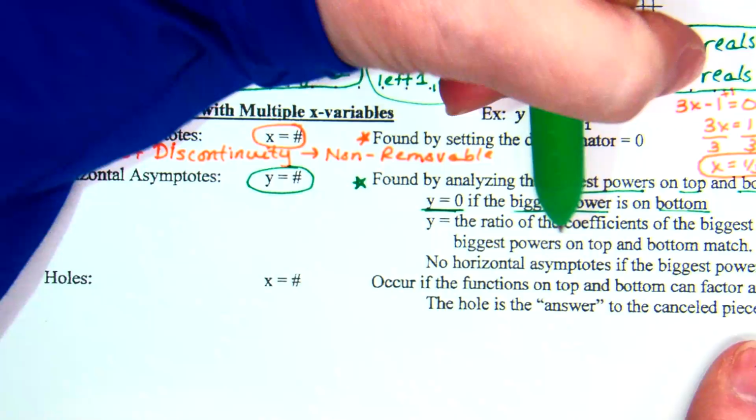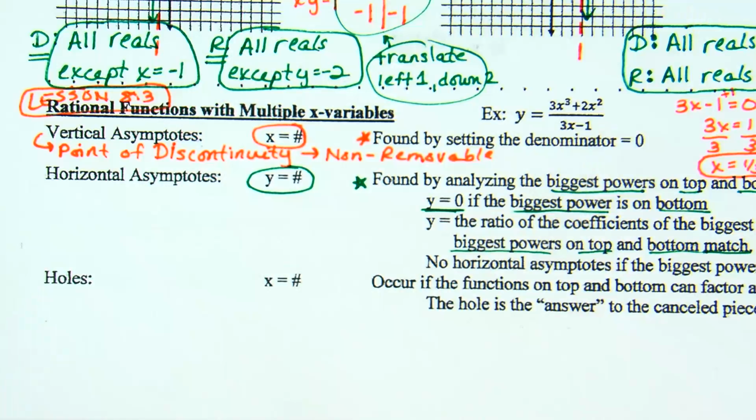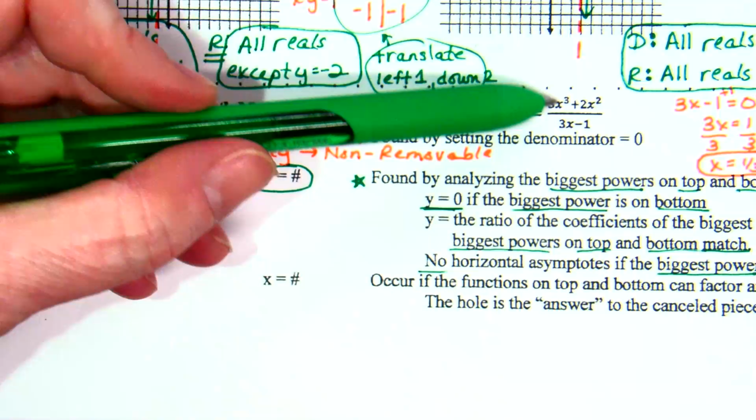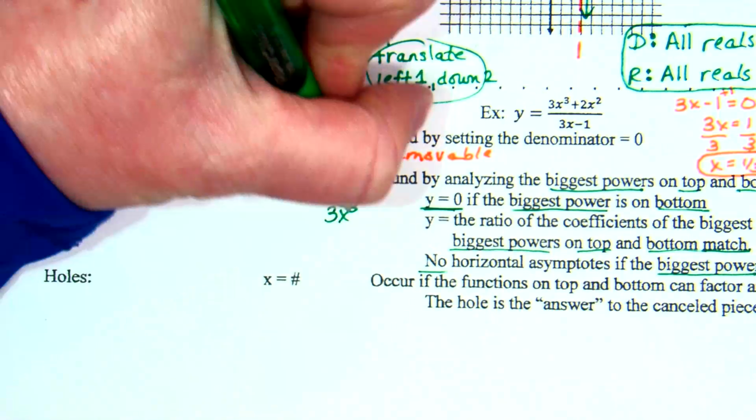Now, if we use our example up top, right here, to talk about biggest powers being on top or bottom, what is my biggest power on top in the numerator? 3. And I'm going to write the whole term down, it's 3x to the third, right? That is the largest powered term. What is the largest power in the denominator? 3x, which the invisible power there is 1.